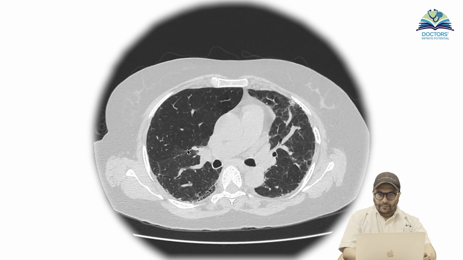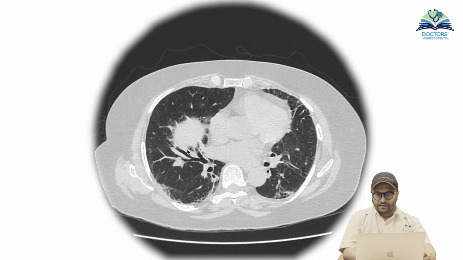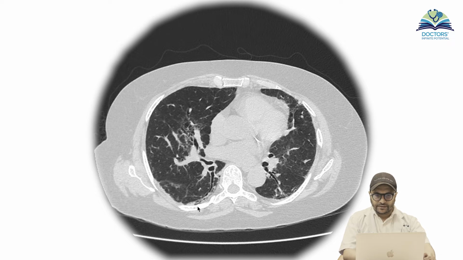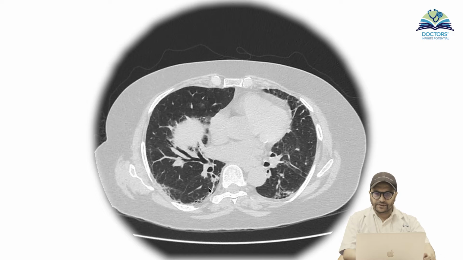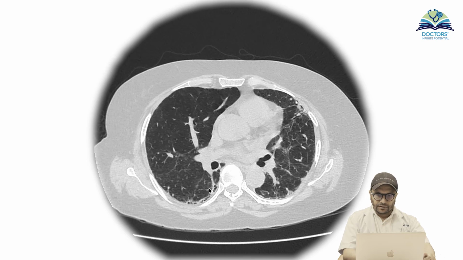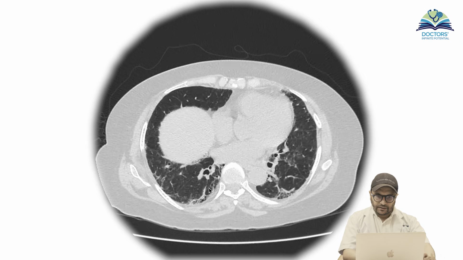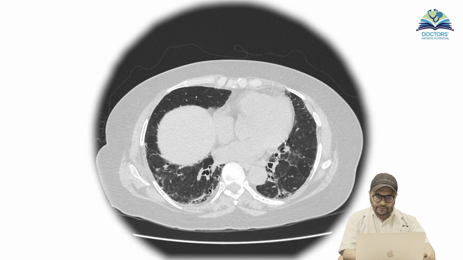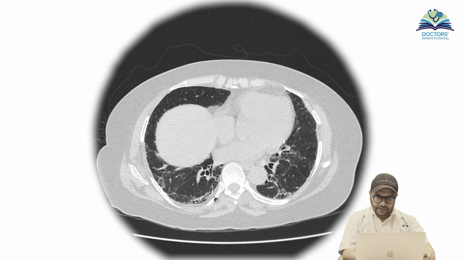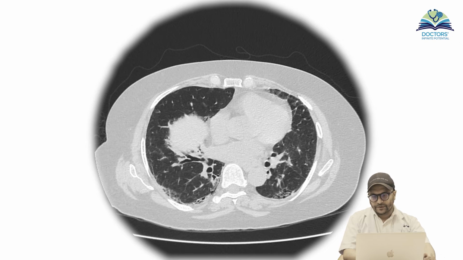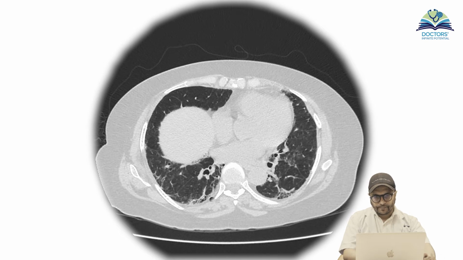And other findings are traction bronchiectasis. This is the traction bronchiectasis secondary to fibrosis of the lung. These are the dilated bronchi, which are reaching almost up to the periphery. This is the dilated bronchi.